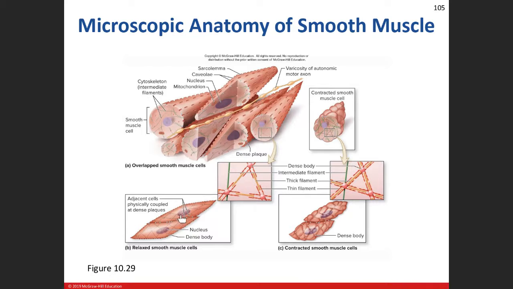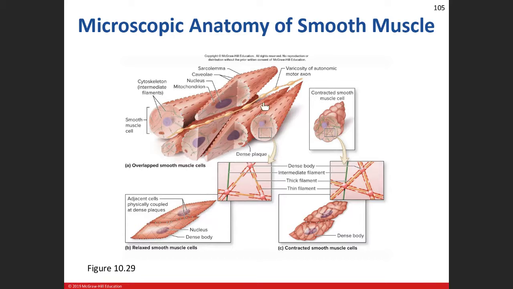You can even look at the cell. See the length of the cell here when it's relaxed compared to the length of the cell here when it's contracted. It's longer here and shorter here, but it thickens up. It gets fatter in the center during that contraction process.